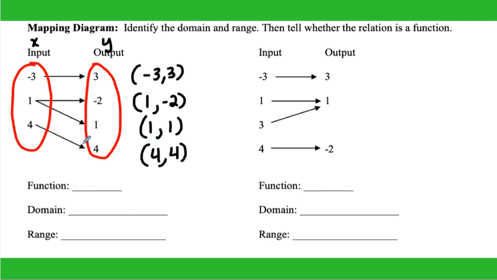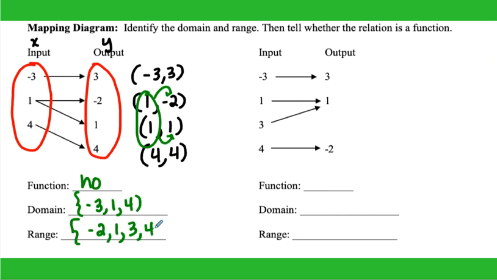Now, if this is unclear for you, you can still write them as ordered pairs. So for example, -3, 3 would be the ordered pair from this mapping. 1, -2, 1, 1, and 4, 4. Now you don't have to do that. Some of you might just see it clearly. But now I can see very clearly that I have repeated X's here that have different Y's, so this is not a function. The domain, however, would still relate. That's my inputs. So my inputs would be -3, 1, and 4. And my outputs would be -2, 1, 3, and 4.